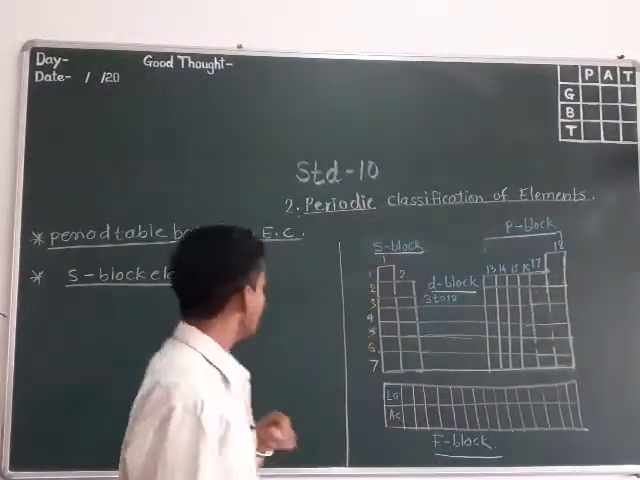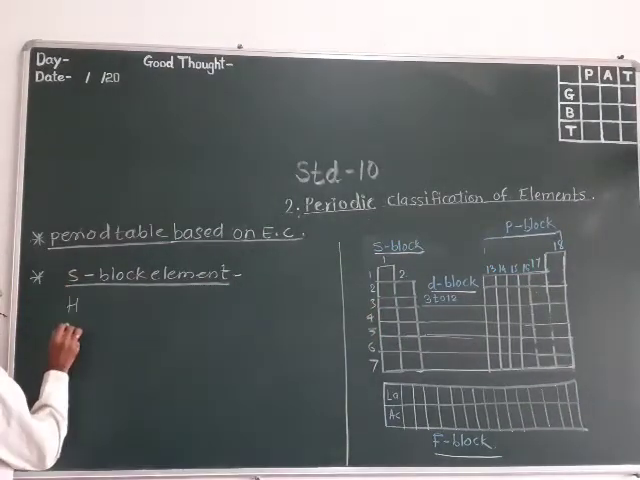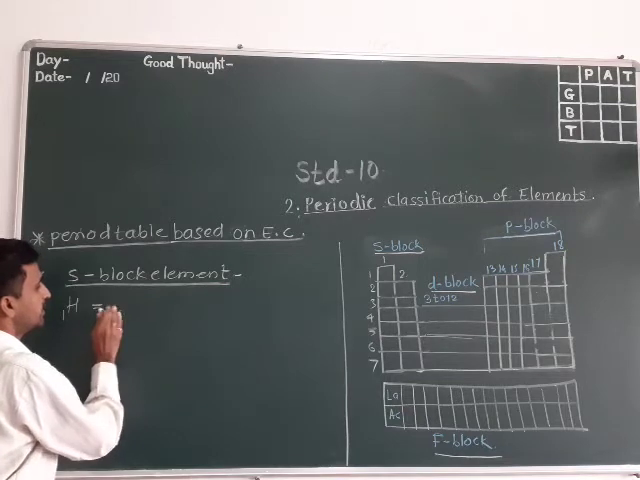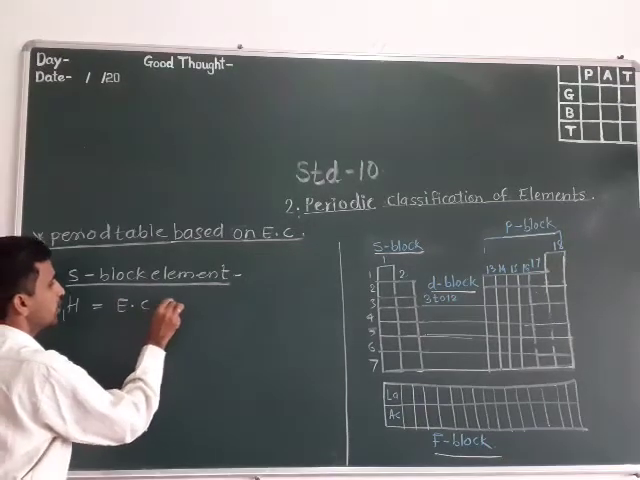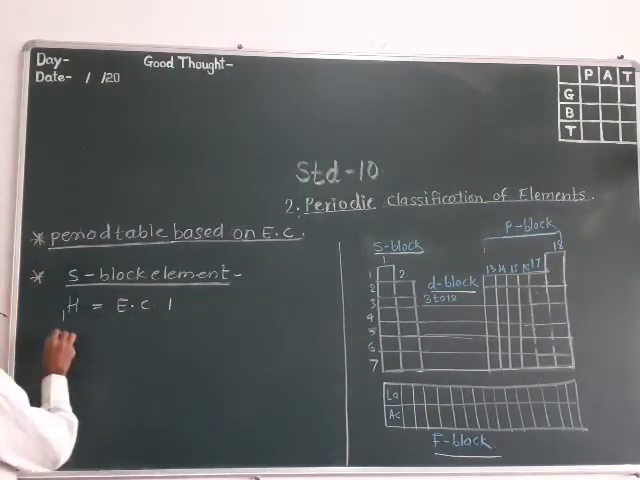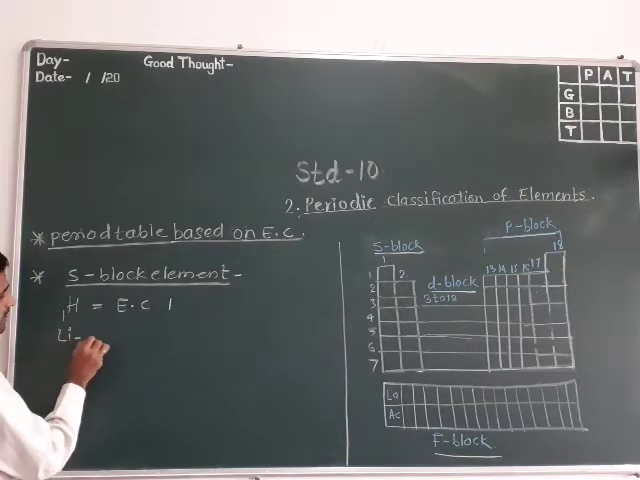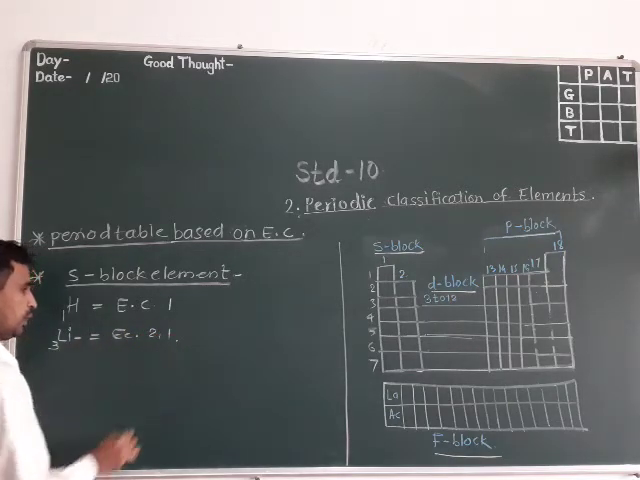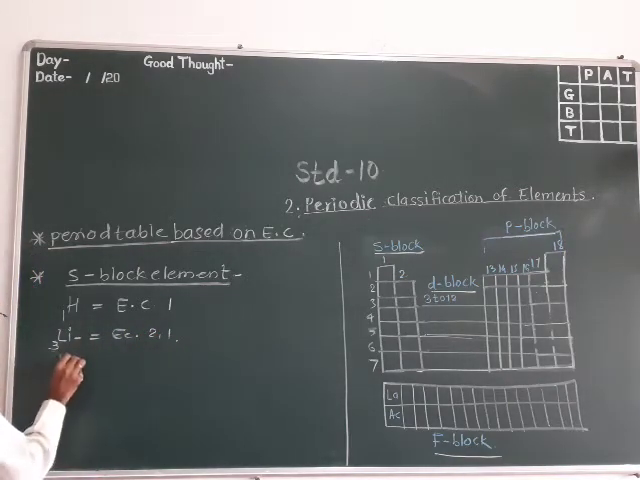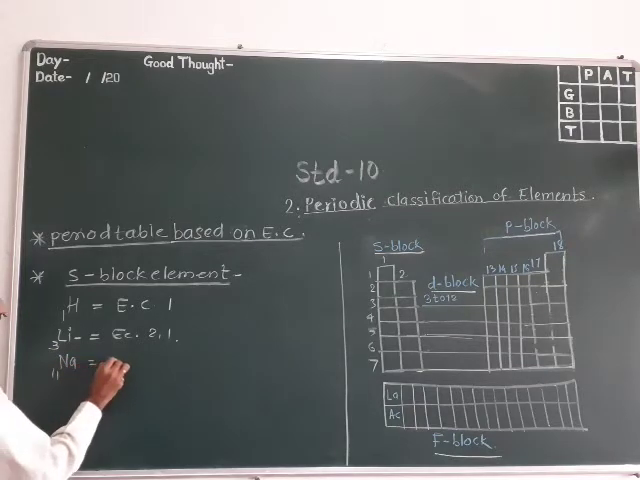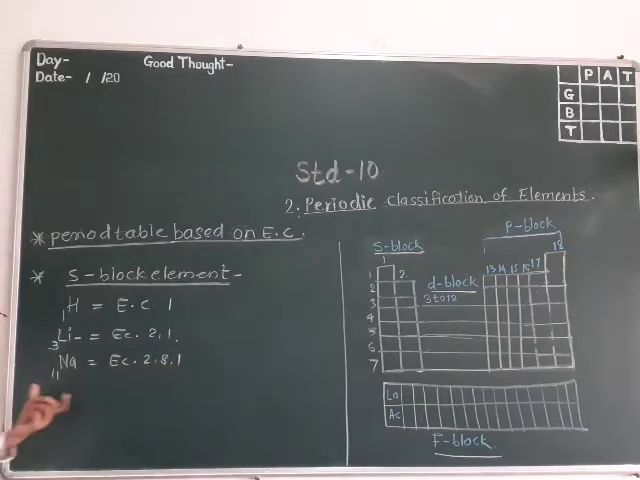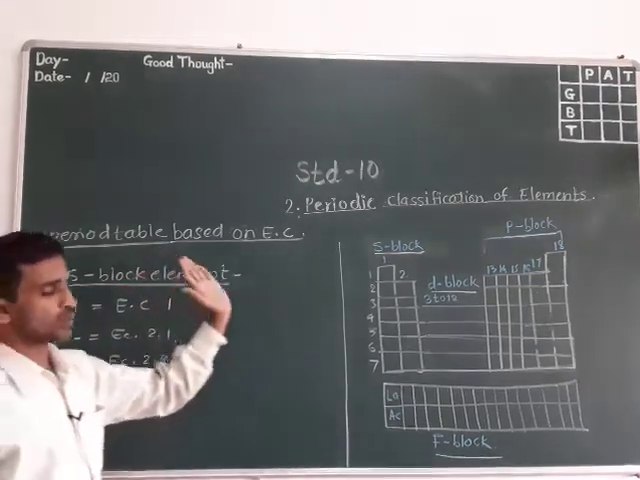For example, hydrogen. Hydrogen has atomic number 1, and its electronic configuration is 1. Lithium has atomic number 3, and its electronic configuration is 2, 1. Sodium, atomic number 11, has electronic configuration 2, 8, 1. These are the S block elements.